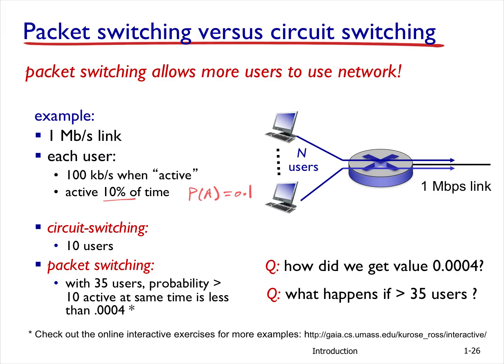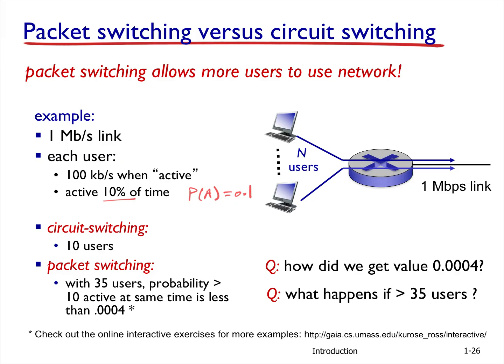10, right? Where does it come from? We don't care about the other number now, because we are looking at when they are all active, what will happen. Assuming that they are all active, how many can I support? The maximum capacity is 1 megabit per second. Each one requires 100 kilobits per second. Dividing 1 mega by 100 kilo tells you that 10 users can transmit at the same time.